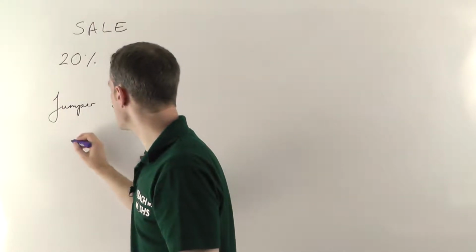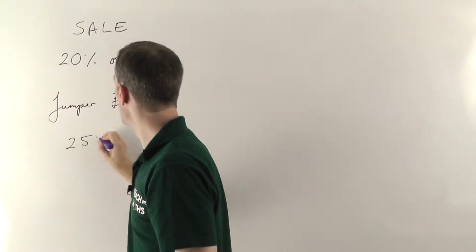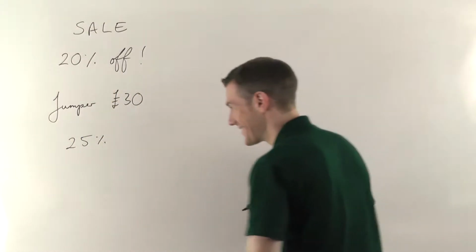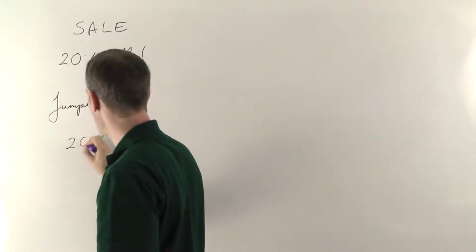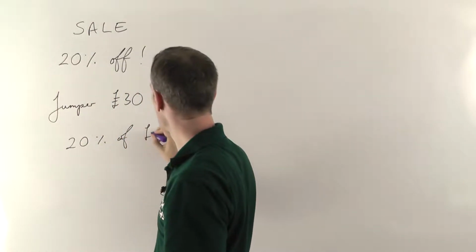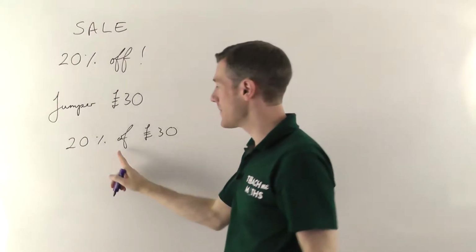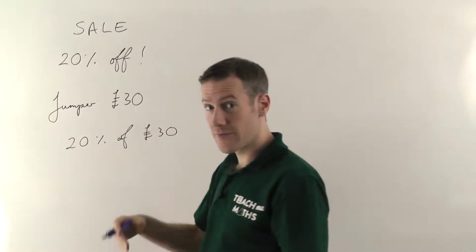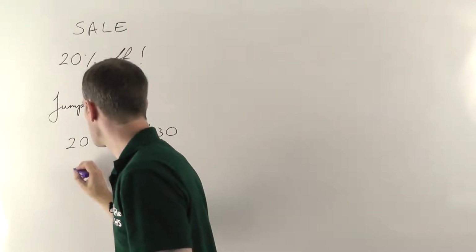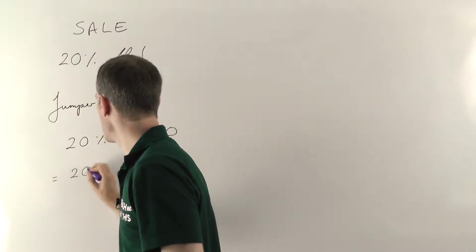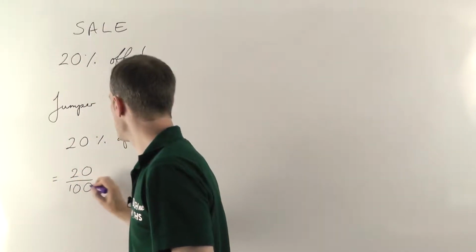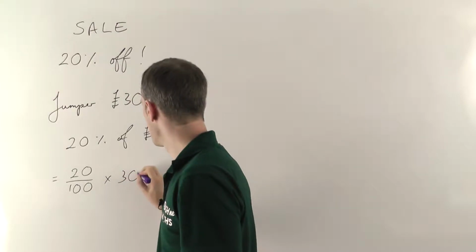So 25%, sorry, not 25, 20% of £30, we're going to find out first. And of means times, remember, in maths. So 20% you always convert to a fraction out of 100. So it's going to be the same as 20 out of 100 times by 30.